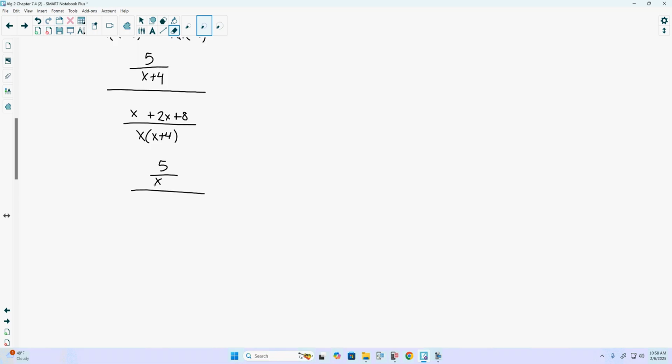Now, once we simplify this, x plus 2x is going to give us 3x plus 8 over x times x plus 4. So this was the goal of the first method, is to get it so that we have one fraction on top, one fraction on bottom.